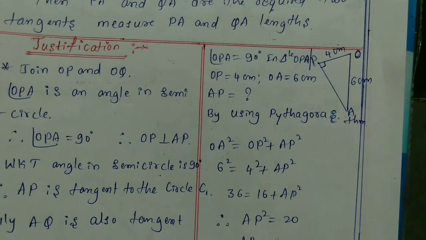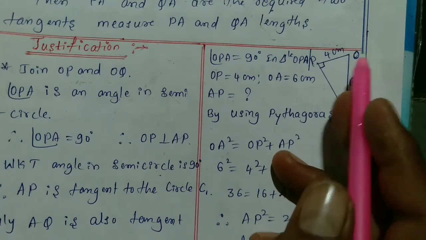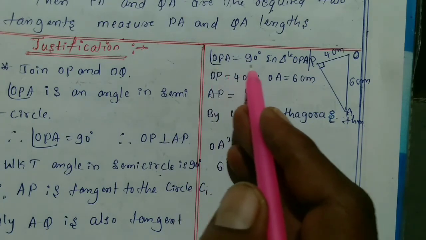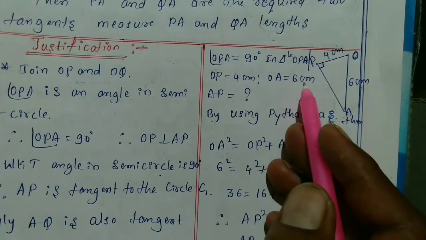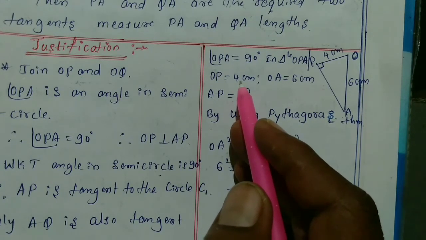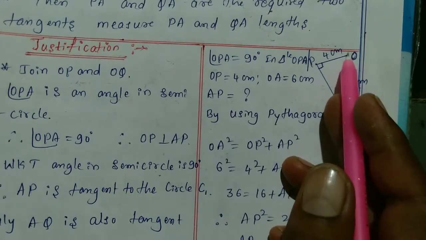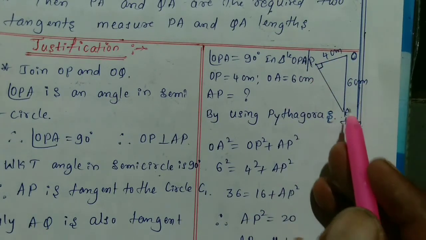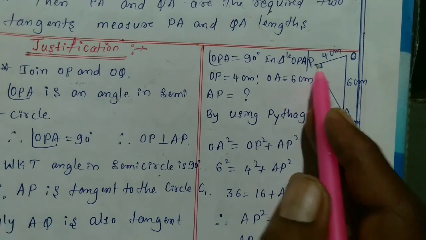Next, see here there is a triangle, that is OPA. In triangle OPA, angle OPA is 90 degree. Next, OP is 4 centimeter, the radius of the circle, and OA is 6 centimeter, the radius of the larger circle. Then you can find AP. This is AO, this is OP, and you can find the tangent length AP. By using the Pythagoras theorem, this is 90 degree, so opposite to the angle 90 is the hypotenuse.